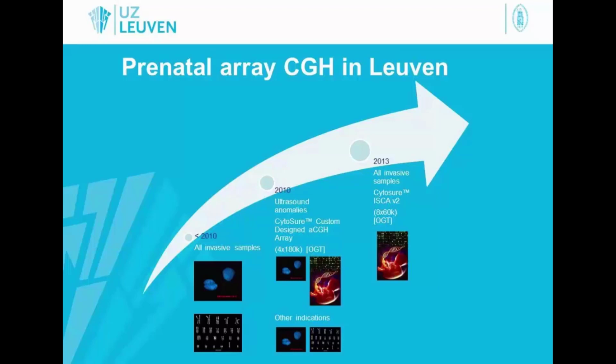In 2013, we had a national consensus in Belgium that we would switch to array CGH for all invasive prenatal samples. So we don't perform conventional karyotyping anymore in a prenatal setting, only array CGH for invasive samples. We also had a consensus that the resolution didn't necessarily have to be as high as for our postnatal samples, in order to find the balance between maximizing our yield of detection but minimizing the number of variants of unknown significance that we would detect in a prenatal setting.